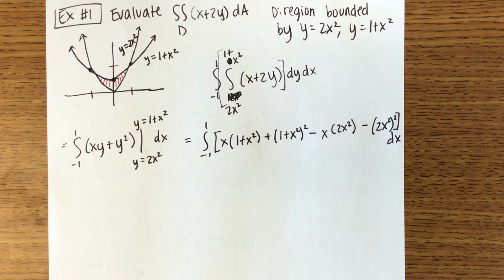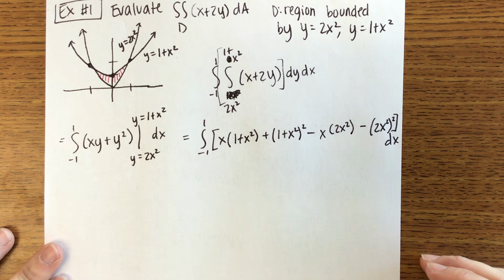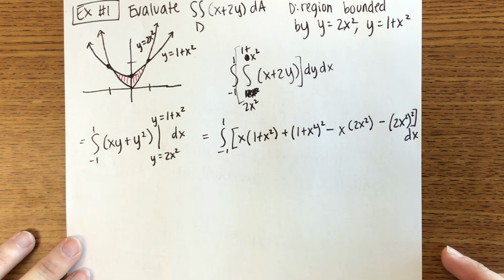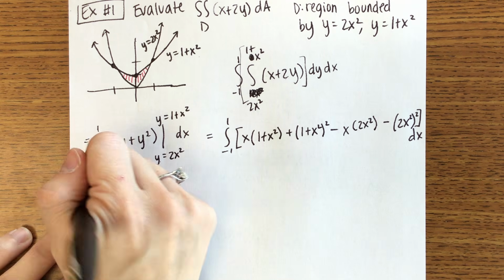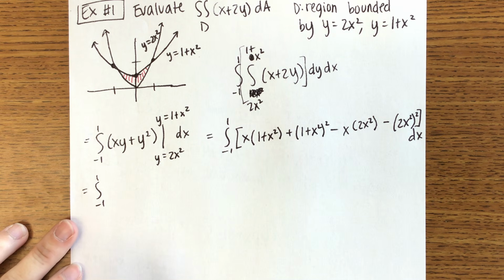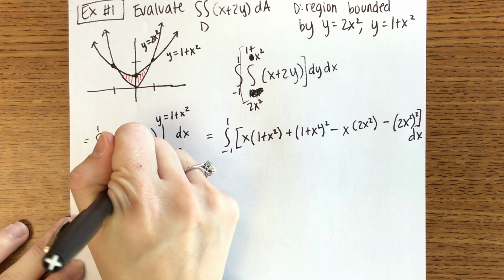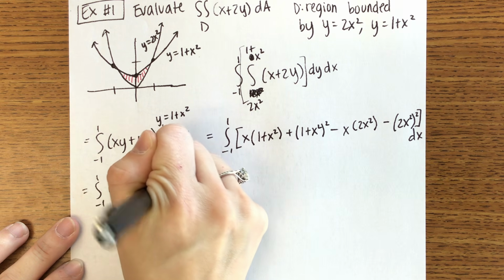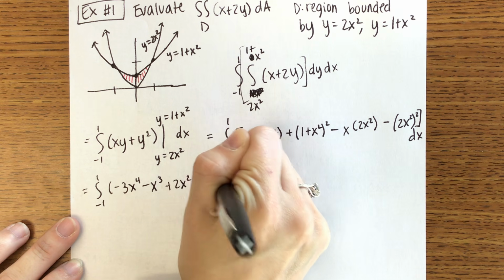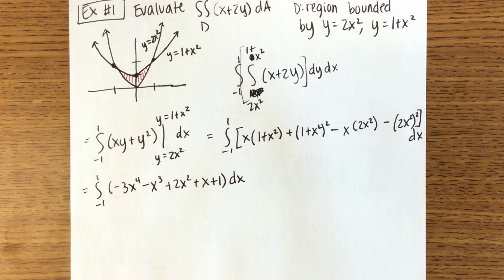Okay, I would like to tell you that there's some nice way to do this, but you have to multiply everything out and combine all the like terms. I'm fairly confident you guys could do that, so can I just tell you what it ends up being? Okay, it ends up being negative 3x to the fourth, subtract x cubed, add 2x squared, add x, add 1 dx. Now it just looks like it normally would.